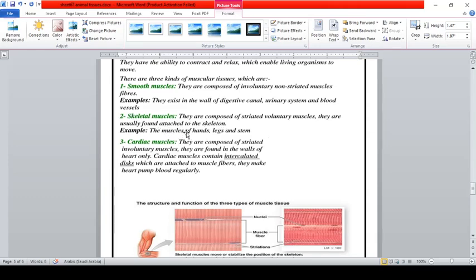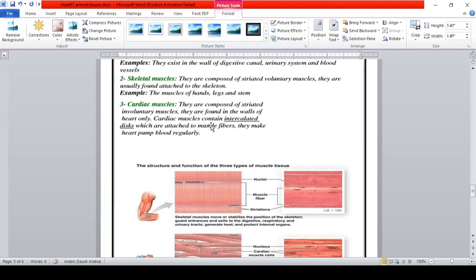And the muscles of the hand and leg and trunk and neck of your body and so on, each part of your body you can move, contains skeletal muscles. And finally, we have the cardiac muscles, and cardiac muscle is composed of striated but involuntary muscles like the smooth muscles. So we can't control the pumping of the heart because the heart consists of cardiac muscles. Involuntary muscle, you can't control it.